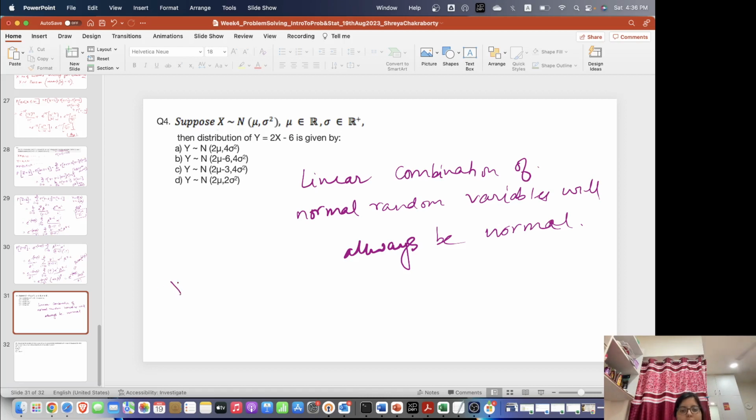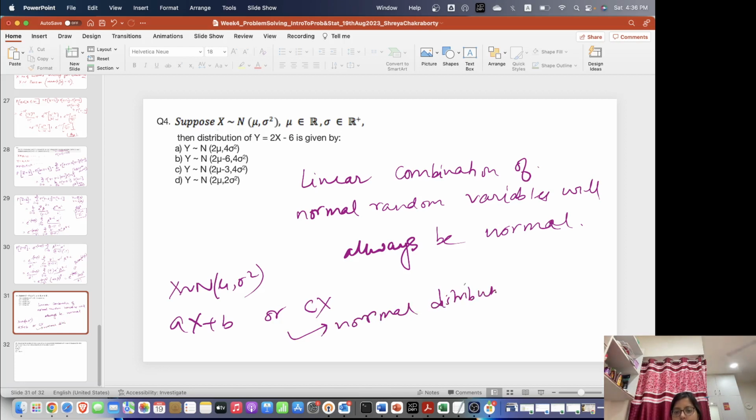So if you have something like X follows normal mu sigma square and you have aX plus b or cX, then those will also follow normal distributions. Okay, any linear combination, a and b could be anything. So Y equal to 2X minus 6, Y will also follow a normal distribution.